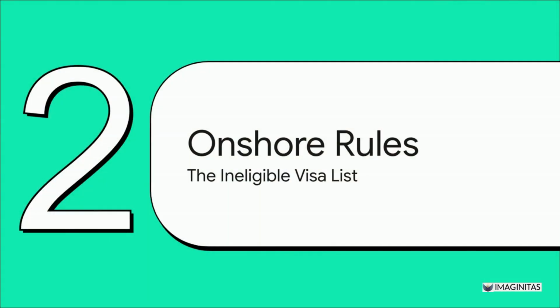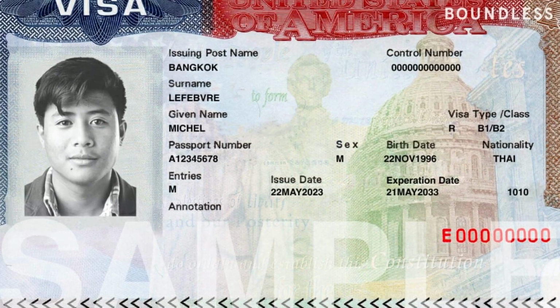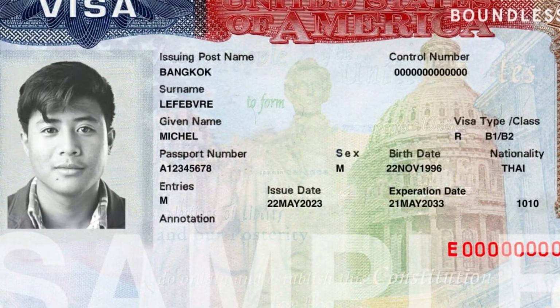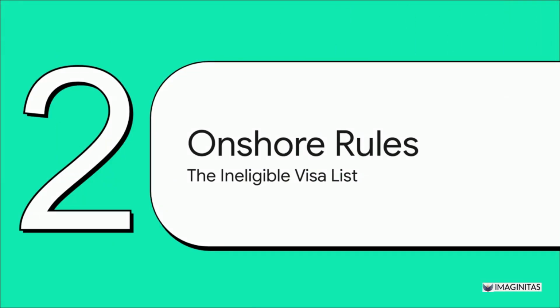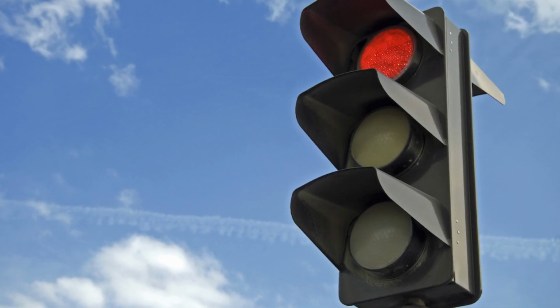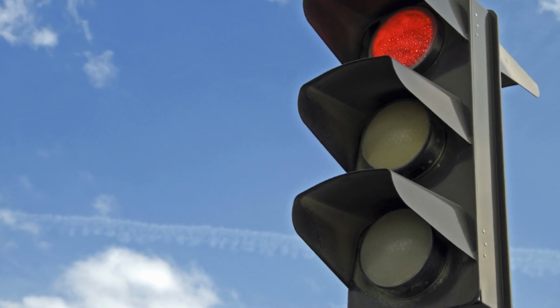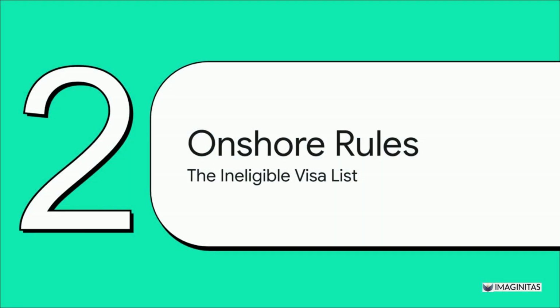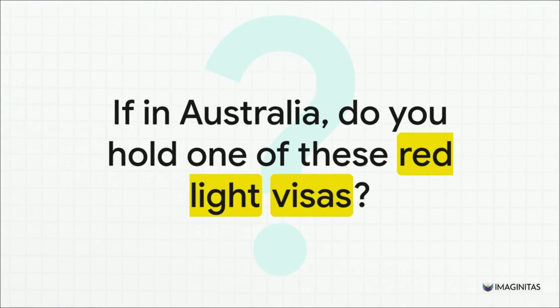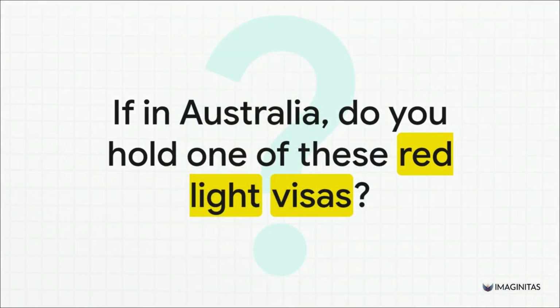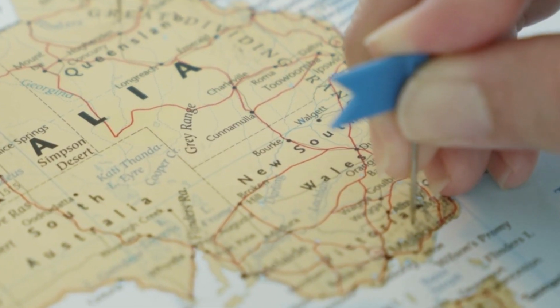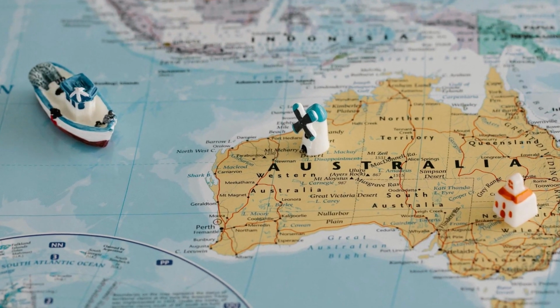But even if your timing is perfect, the kind of visa you have right now is just as important. The government has a specific list of visas that basically act like a big red light, stopping you from applying onshore. Let's find out if you're holding one. Okay, so this next part is a really important self-check. I want you to look closely. If the visa you're on right now is on this list we're about to see, you cannot lodge a student visa application while you are in Australia. You'll have to apply from offshore.